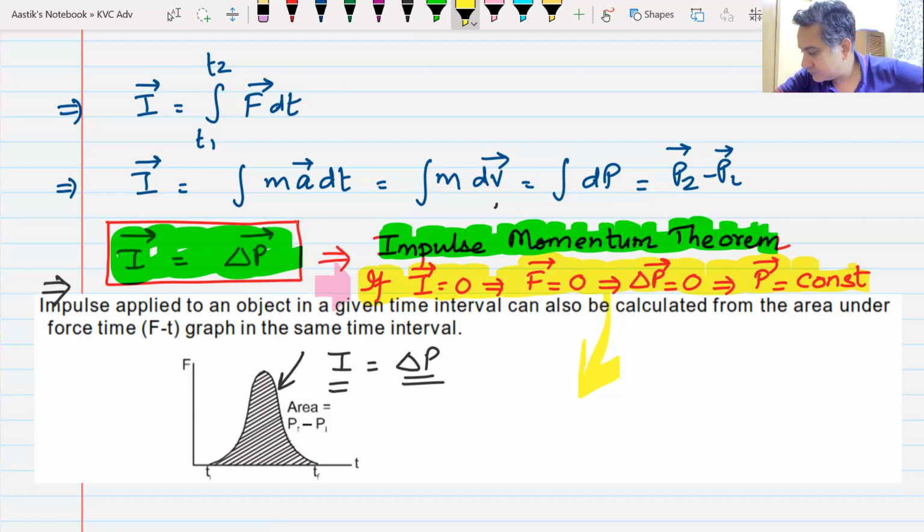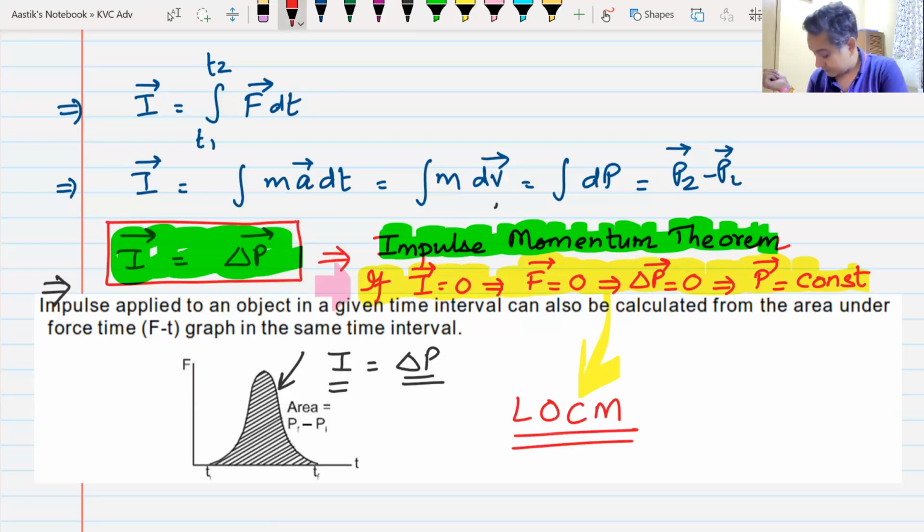If impulsive force is zero, external force acting is zero, and change in momentum is also zero, which implies momentum is conserved, means constant. Momentum is conserved. So what is this statement known as? Impulse momentum theorem? No, this is known as law of conservation of linear momentum.